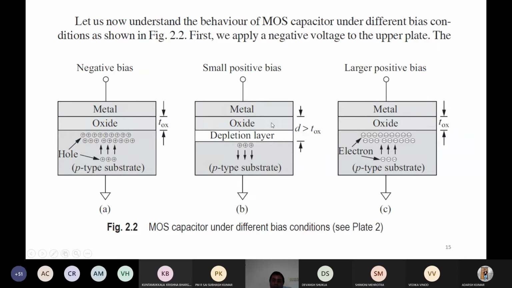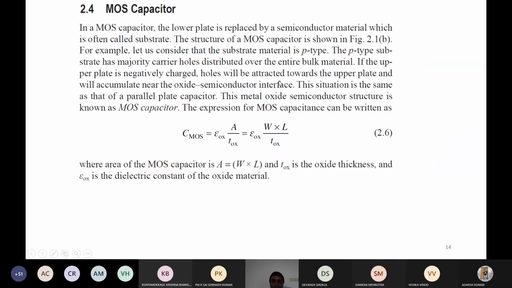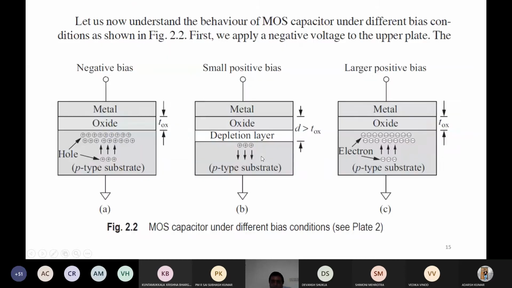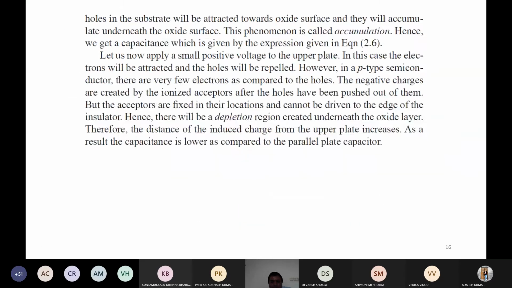Because of the formula we know, epsilon A by d, where d is the thickness of the oxide. Initially it was TOX, but due to the depletion region formation, the total thickness is more, or we can say there are two types of dielectric: one is oxide, and the other is similar to normal air that we can consider. So our overall thickness is increasing, which will cause a decrease in capacitance, that we'll see in the plot.